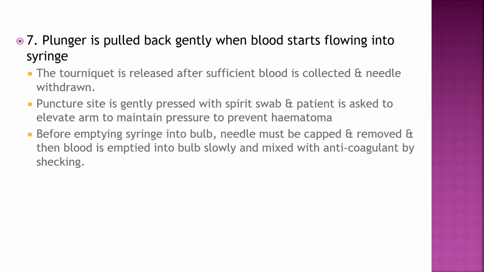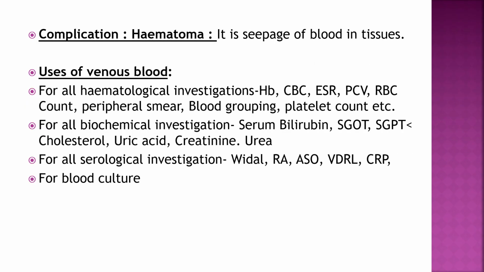Plunger is pulled back gently when blood starts flowing into the syringe. Then remove tourniquet, collect adequate amount of the blood, and then ask the patient to open the fist, and then remove needle, syringe, put pressure with spirit swab at the puncture site, and then put your collected blood into the appropriate container. Then you have to put pressure for 10 to 15 minutes to avoid the complication like hematoma. Hematoma is the seepage of blood in the subcutaneous tissue.